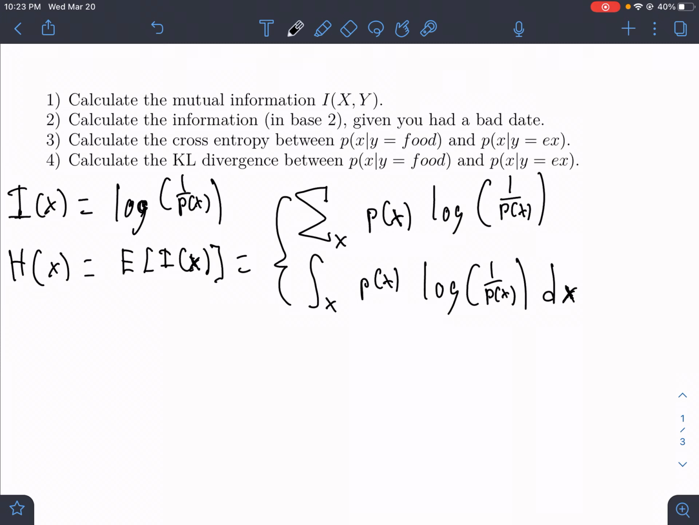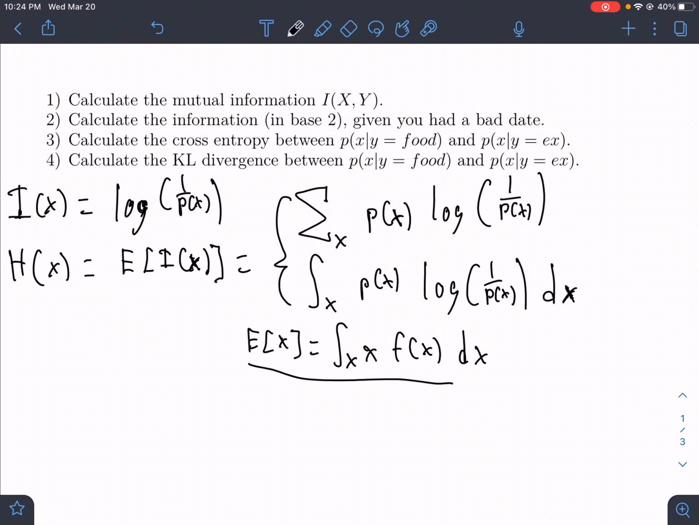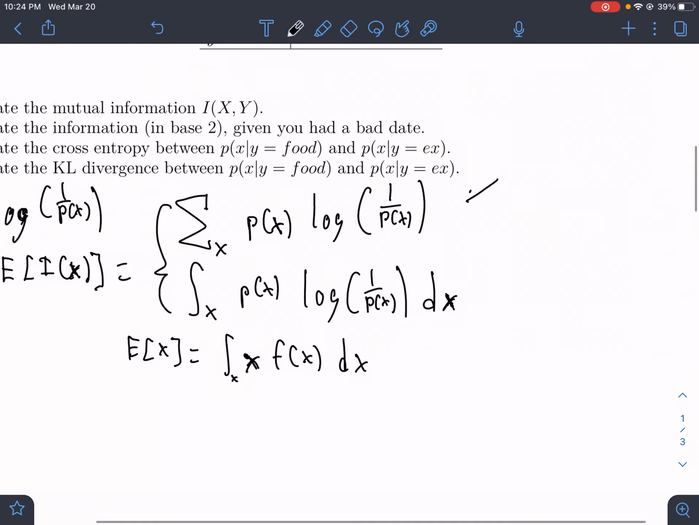Now, if you want to see how this relates to the general formula, remember that E of x equals the integral of x f of x dx, right? This is the formula for expected value, and that is what entropy is. Discrete and continuous.